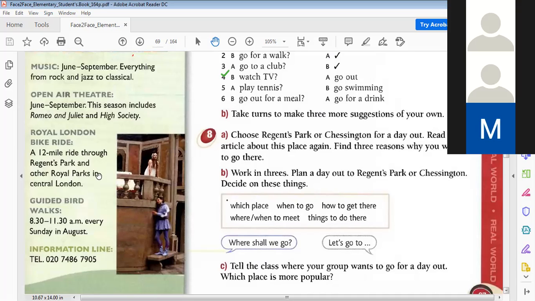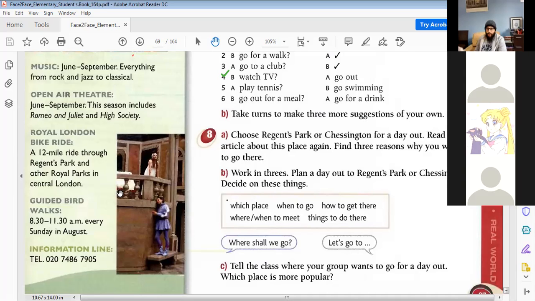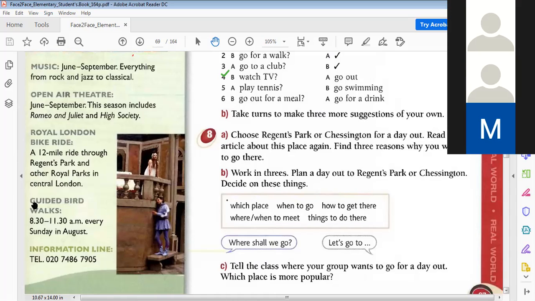Okay, there's another word I want to ask you here. What does it mean when we say guided bird walks? What's this? What do you think this is? Do birds walk? What do you think? Do you see birds, or do you walk like birds? Who can guess? And what does it mean when we say guided?